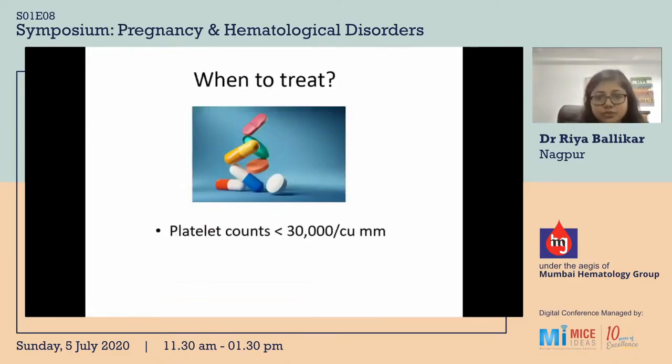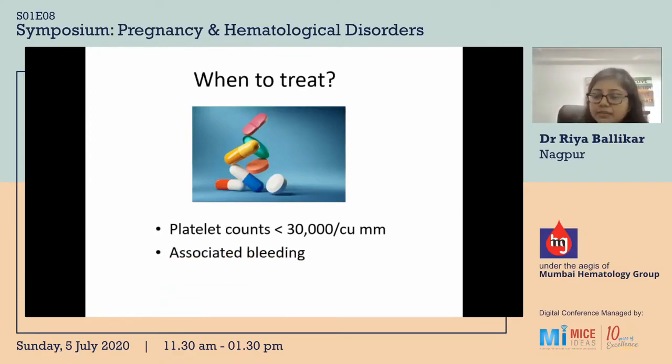Now, there are different schools of thought here, but what I like to follow is a platelet count less than 30,000. However, the ASH recommendations say that in the first trimester, even a platelet count of 10,000 need not be treated. Only if it goes below 10,000, that is when you initiate your therapy. But I follow a target of 30,000, which is the same as that in the non-pregnant state.